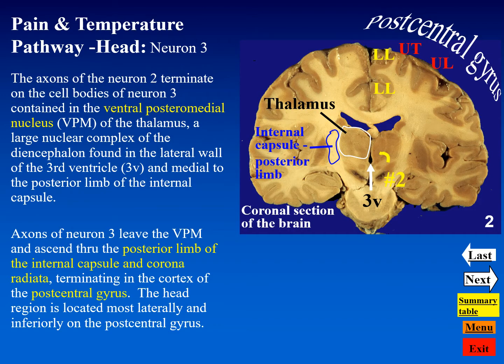So the pain pathway from the head, or the axons of neuron 2, will terminate in the ventral posterior medial nucleus of the thalamus, where we have the cell bodies of neuron 3. And those cell bodies will project their axons through the posterior limb of the internal capsule and the corona radiata to the postcentral gyrus region, where the head is represented.